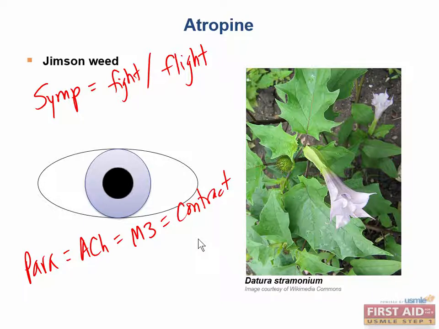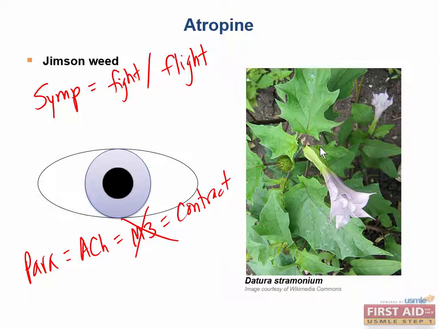So now it's time to bring this discussion full circle. If we have an anticholinergic agent, such as atropine or jimsonweed, we're going to block the acetylcholine effects on that M3 receptor. Therefore, we're going to block the constriction. And if we block M3 receptors and block constriction, the pupil sphincter is not going to contract, causing mydriasis. So who knew a weed could be so much fun?